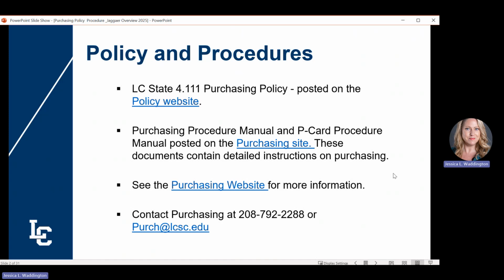The procedure manuals contain more detailed instructions on purchasing for the end user. The purchasing website is also a great resource. There are helpful tips and tricks, procedure walkthrough guides, and additional training material on the website. Contact purchasing at our office number or at our email address with any questions.